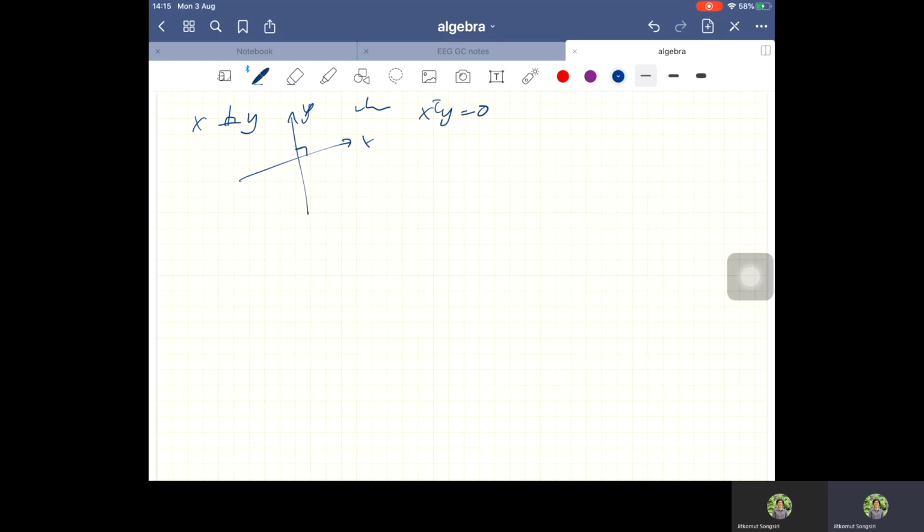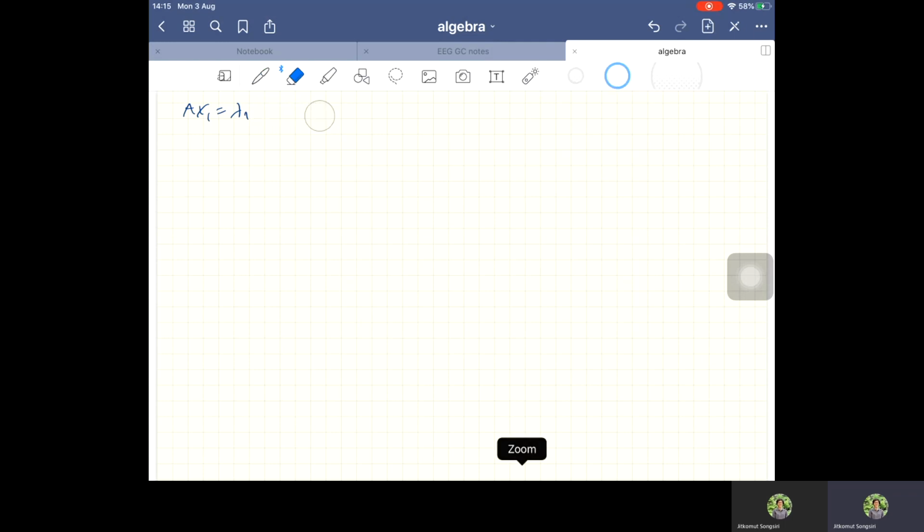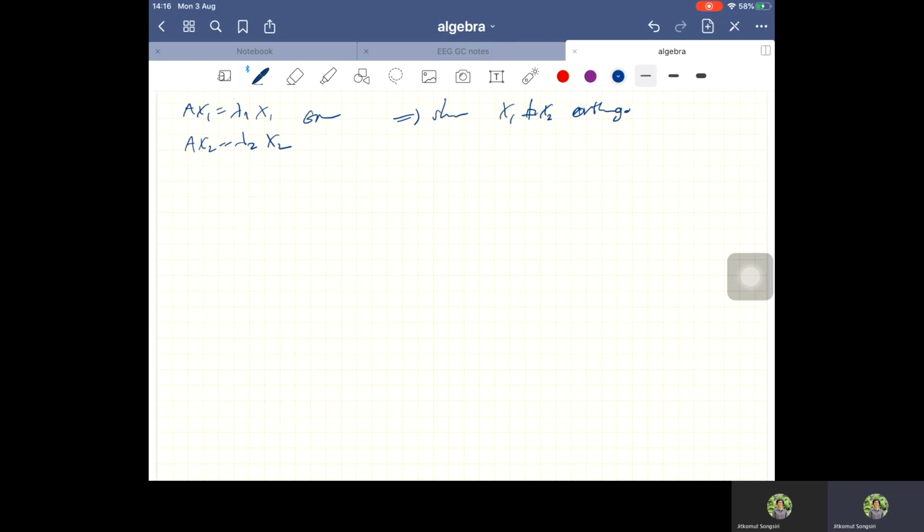Now to show that eigenvectors of symmetric matrices are orthogonal, we first start with the setting that you have two eigenvectors that satisfy the eigenvalue equation, A x1 equals lambda 1 x1, A x2 equals lambda 2 x2. This is given, and we're going to show that x1 and x2 are orthogonal. We're going to rule out the case where eigenvalues can be repeated. That's a special case. We can handle that, but in this simple proof, I'm just going to show it for the case that lambda 1 is not equal to lambda 2.